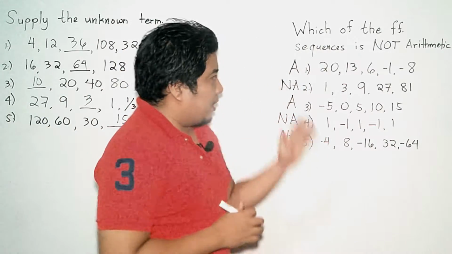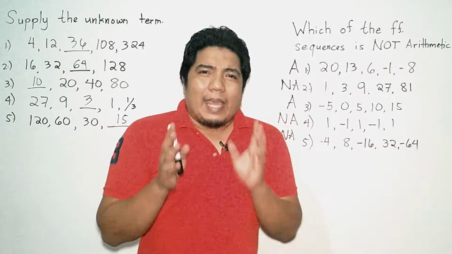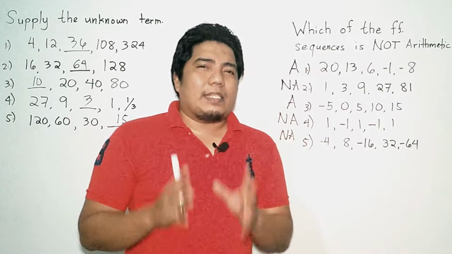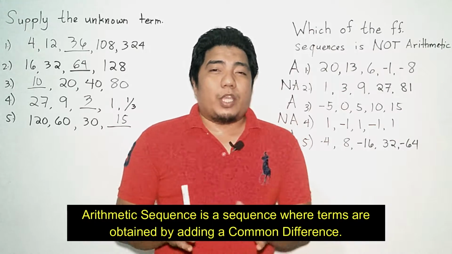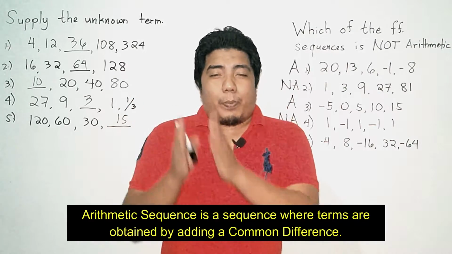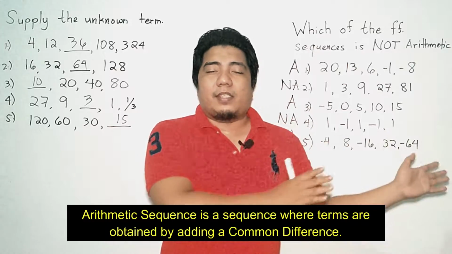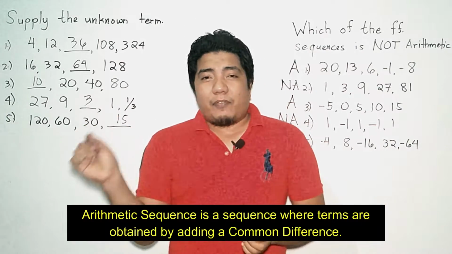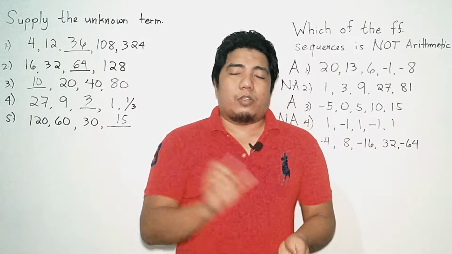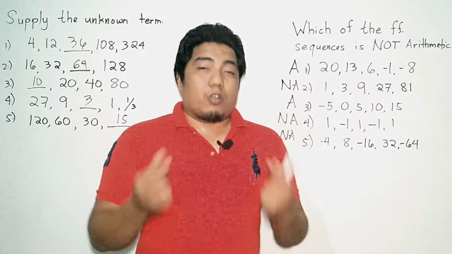Now let's consider this first example. Remember in our lesson in arithmetic sequence that an arithmetic sequence is the sequence in which if you consider 2 pairs for each pair in a given sequence, it follows a common difference, meaning the difference between each 2 terms is constant.